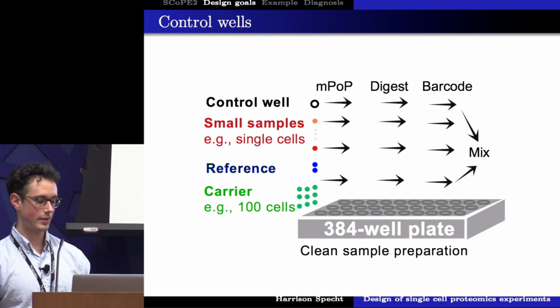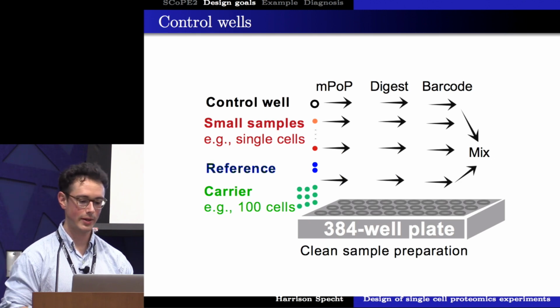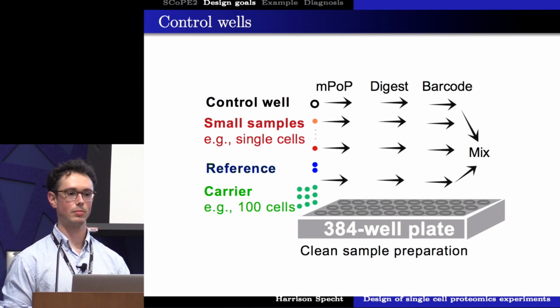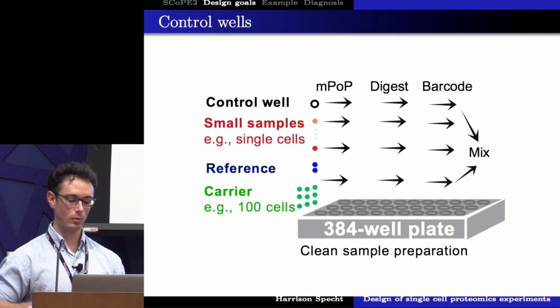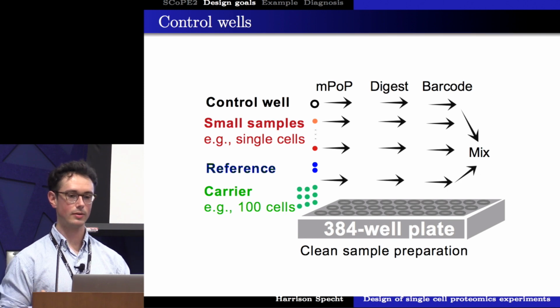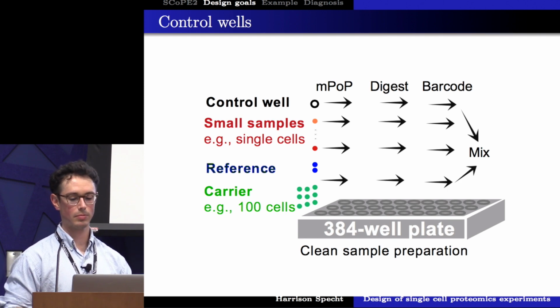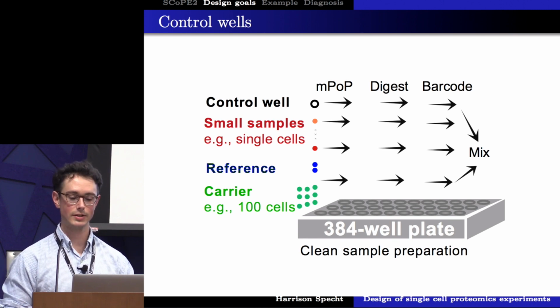So with respect to the control wells, we can include them from the very beginning in our whole sample prep process. That means that all the signal that we see in our control wells will capture any sort of potential artifacts that are introduced by the sample prep process. So we include them, we subject them to every single step in the process. They get all the same reagents. And therefore, any signal that we see in there will be indicative of the background that we might have.